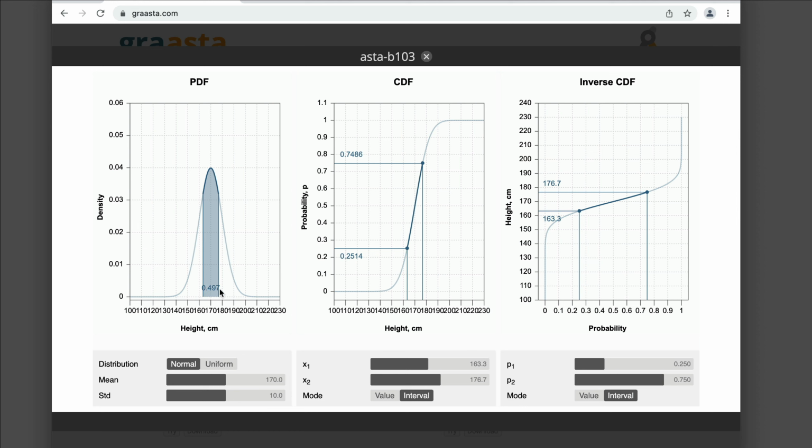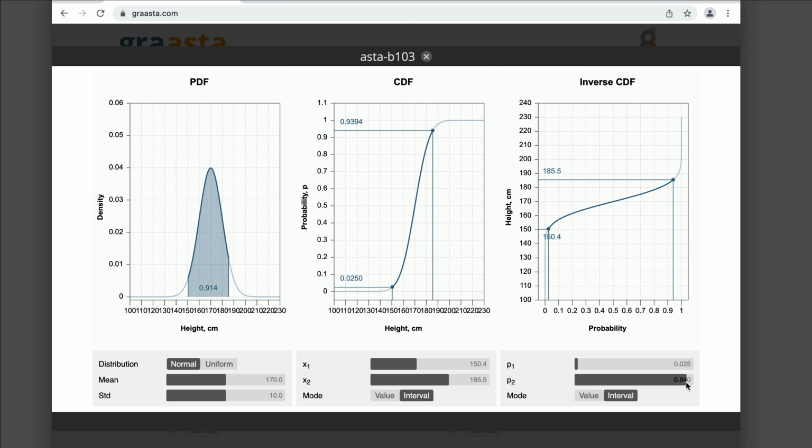Why is it not exactly 50%? Because of the rounding. This is not exactly 25%; I have some rounding error, so to speak. Likewise, for example, you can set a value to 2.5% here, and then 97.5% here, and then you can see how many values we have in between. We have 95% of the values, right?